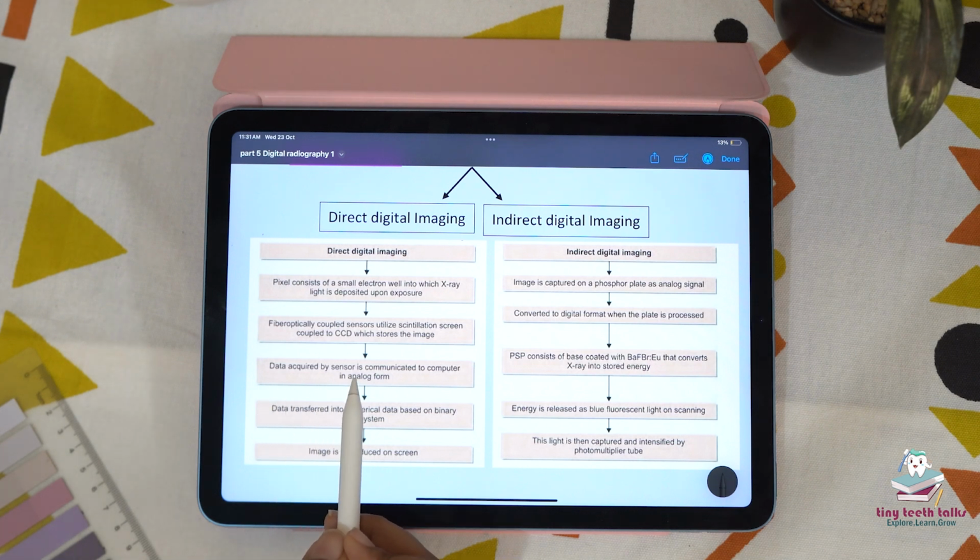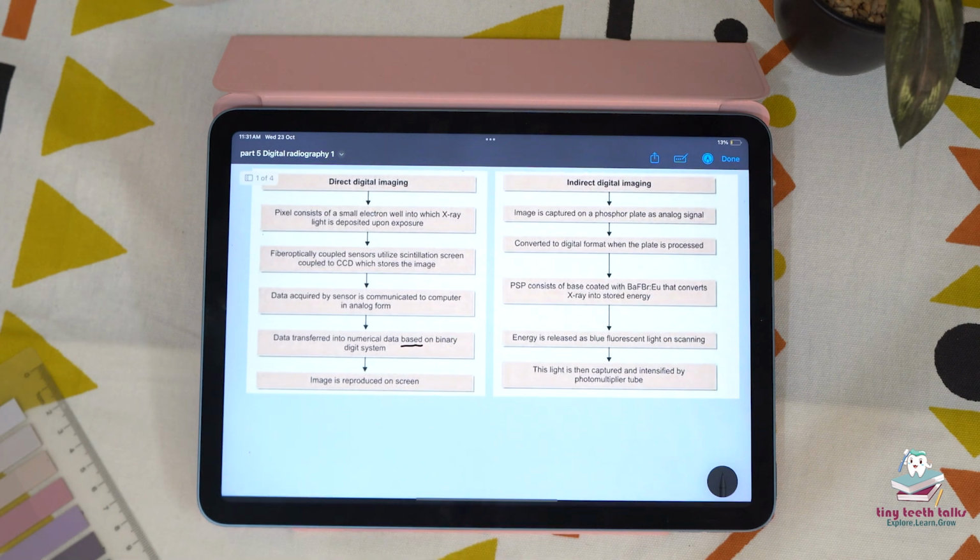Then data acquired by the sensor is communicated to the computer in analog form. Means when a sensor captures data, it initially sends this information to the computer in a continuous and variable form, known as analog form. Then the data is transferred into a numerical database on the binary digit system. Means the data being transferred is converted into numerical form based on the binary system, which uses only the digits 0 and 1, and essentially the data is translated into a series of zeros and ones, the language that the computer uses to store and process information.